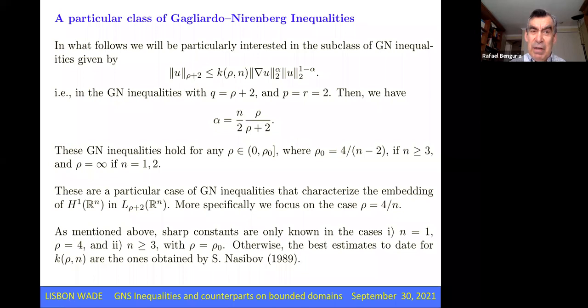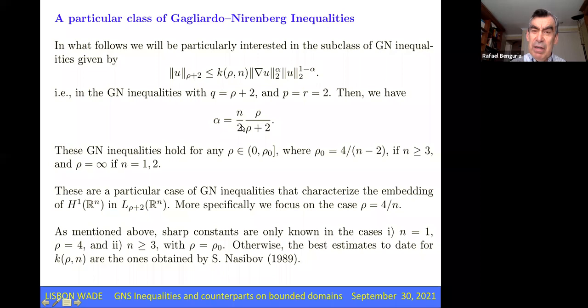For my own interest, I am interested in a particular subclass of the Gagliardo-Nirenberg inequalities that I expressed before. The subclass is given by this condition here, and the sharp constants I'm going to denote by K of rho, n. Here, the q that appears in this norm is given by rho plus 2. P is equal to r is equal to 2, and alpha, the constant that appears in the convex combination here, is given in terms of rho by this quantity.